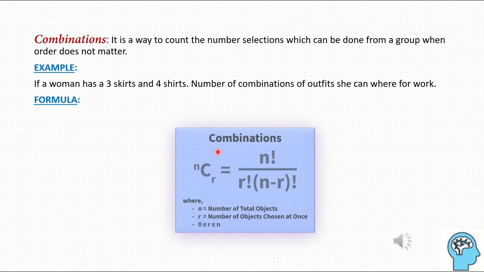Now let us just look at the formula. nCr is equal to n factorial by r factorial into (n minus r) factorial.